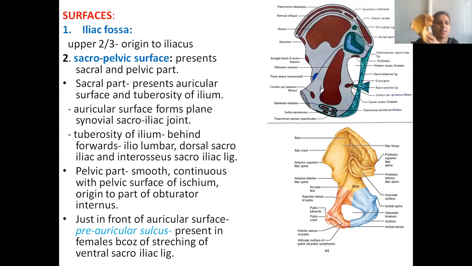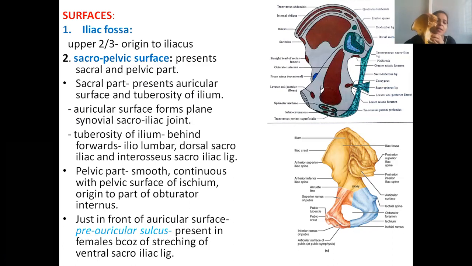The sacral part is presenting the auricular surface. Auricular means what? It is like an ear. I'm just drawing so that I hope you can see. This looks like an ear. So this is the auricular surface, which articulates with the sacrum bone to form the sacroiliac joint.